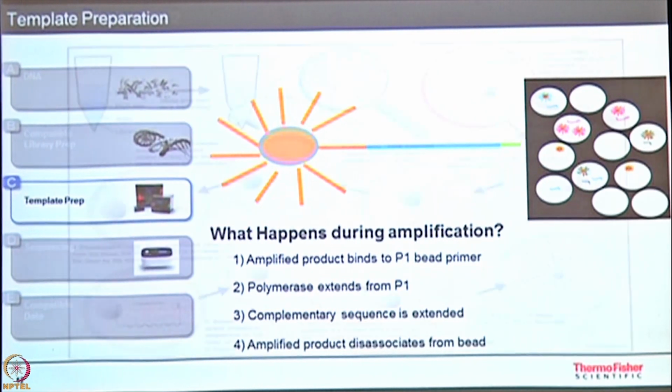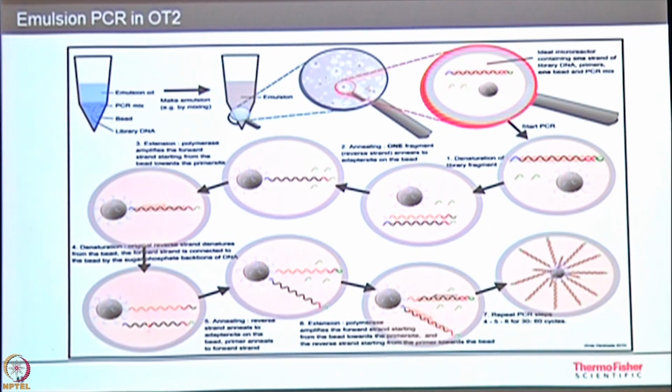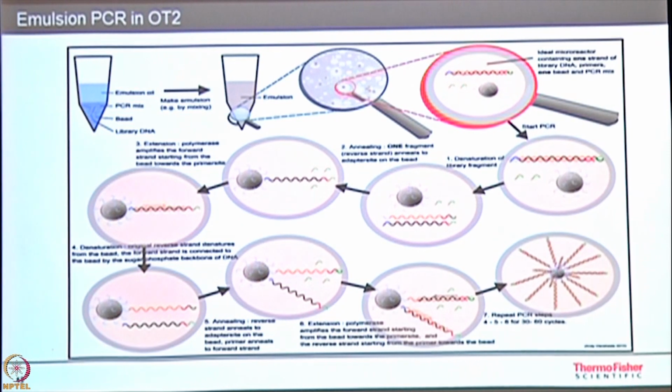If we go into the details, you have an emulsion oil, a library molecule, some primers, and this is your ion sphere. This library molecule gets denatured, gets bound to the ion sphere, gets extended, and again gets denatured. Now this template goes and binds to another oligo, and finally you have this one library molecule clonally amplified onto this ion sphere.